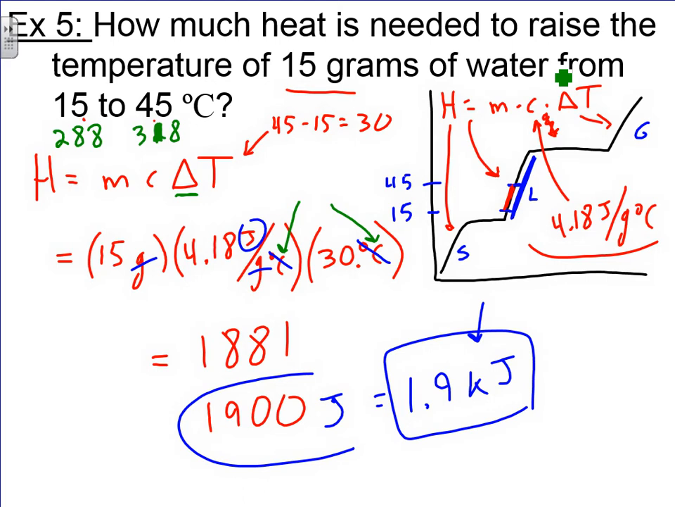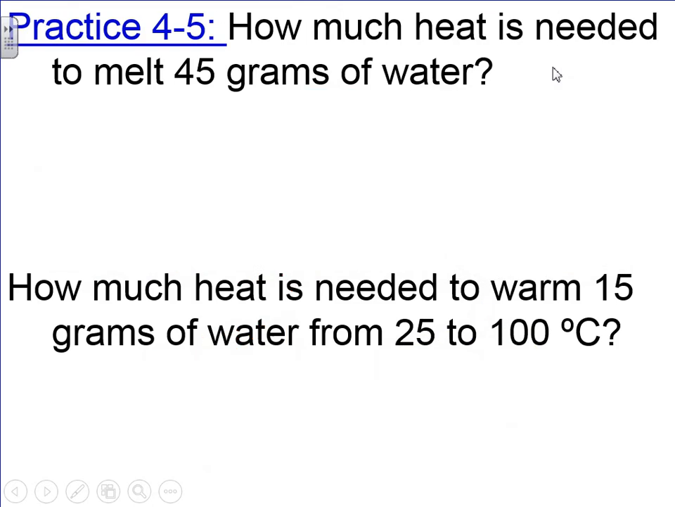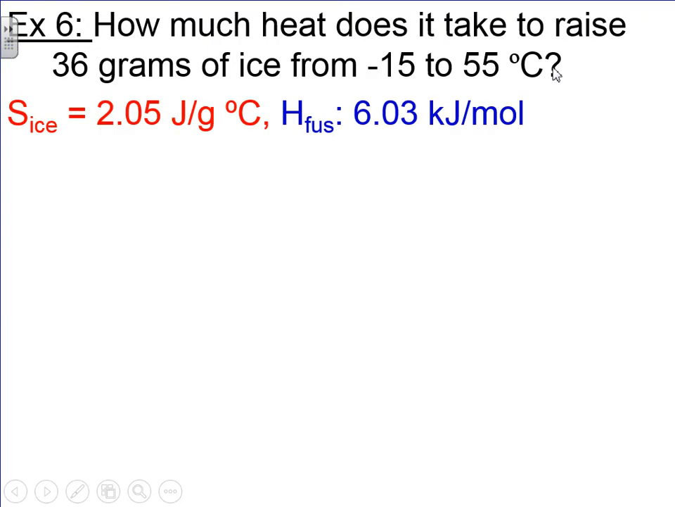All right. Let's do another problem. Actually, go ahead and pause and try this on your own before we dive into the tougher problem. All right. Let's try this one. Here it says, how much heat does it take to raise 36 grams of ice from negative 15 to 55 degrees Celsius? All right, so now we're actually going to do a multiple step problem.